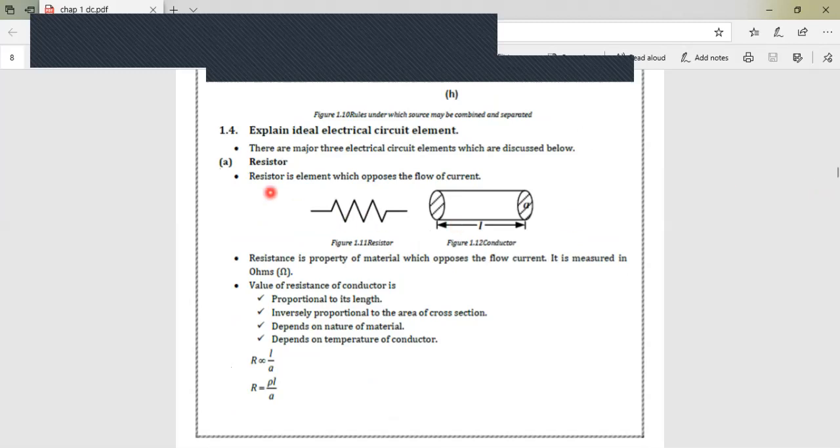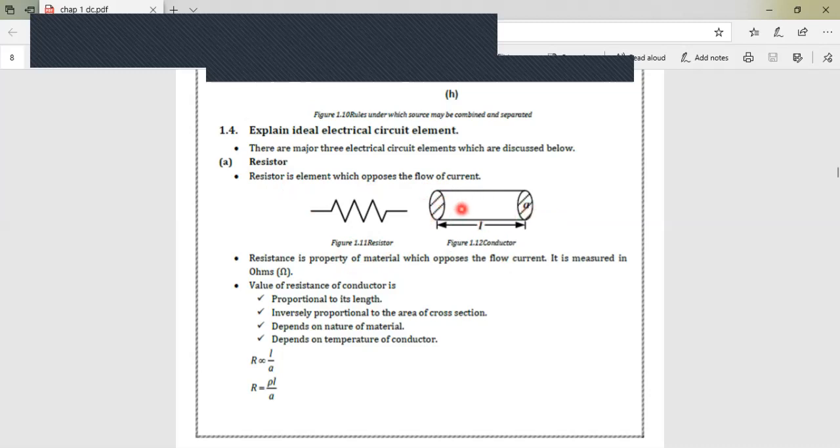So here we will start with resistor. As we have already discussed, resistance is a property of material which opposes the flow of current and its unit is ohm. See here, this is the symbol of resistance. So resistor is an element which opposes the flow of current.